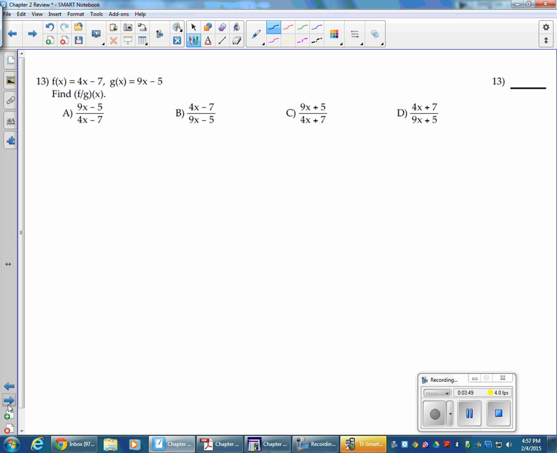Number 13, f divided by g of x. The division ones are probably the easiest ones. f would go on top, so 4x minus 7 goes on top, and g goes on the bottom, so 9x minus 5 is on the bottom, and that is your answer. It doesn't simplify at all, so that's as easy as it gets.